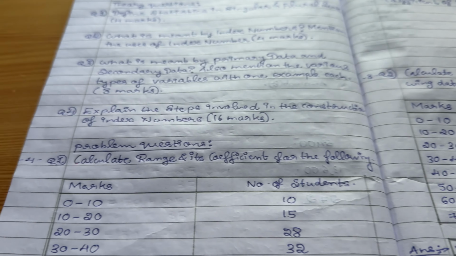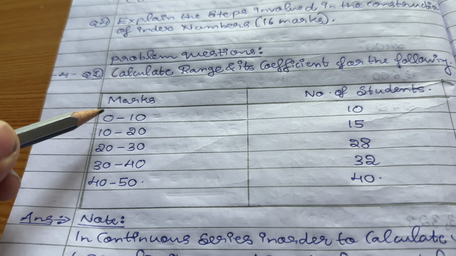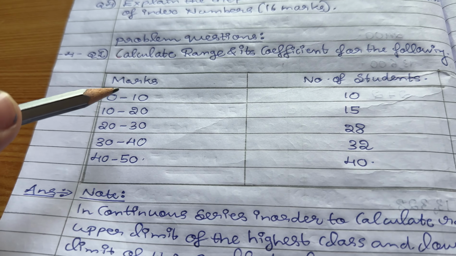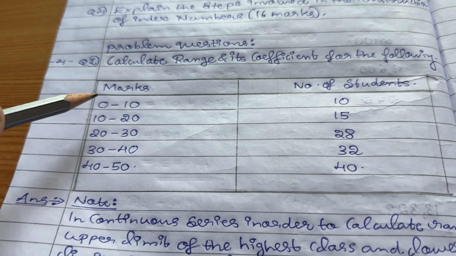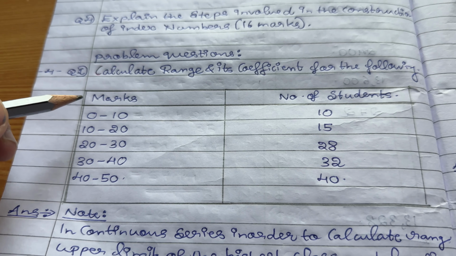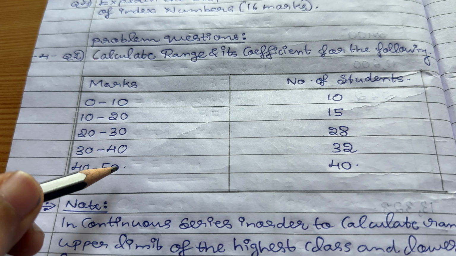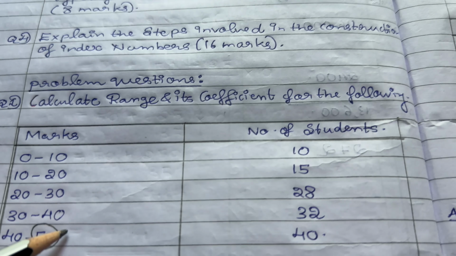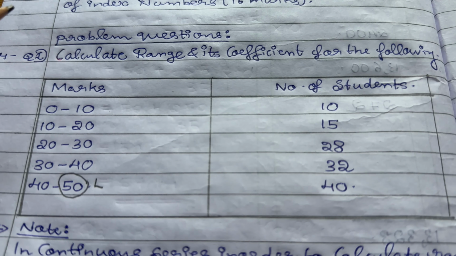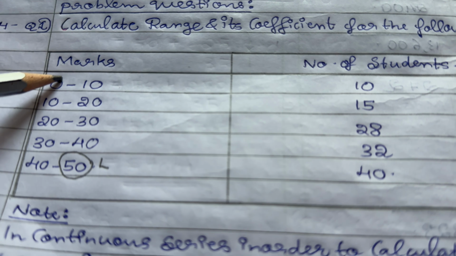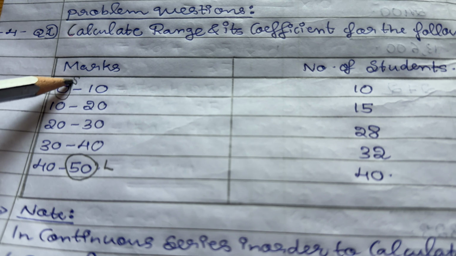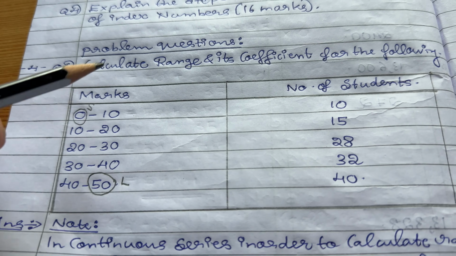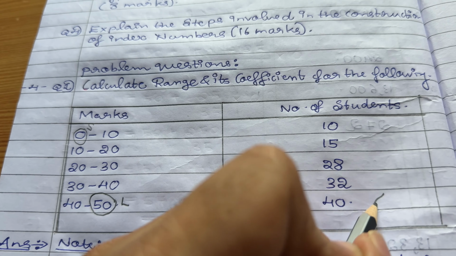I will circle it and show here. The class interval starts from 0 to 10 and ends at 40 to 50. So the largest value is 50, which I circle here, and the smallest value is 0, which I also circle. This is the smallest class interval. So we have got L and S. Now it is just substituting into the formula. The frequencies are not taken into consideration; they are just there to confuse you.